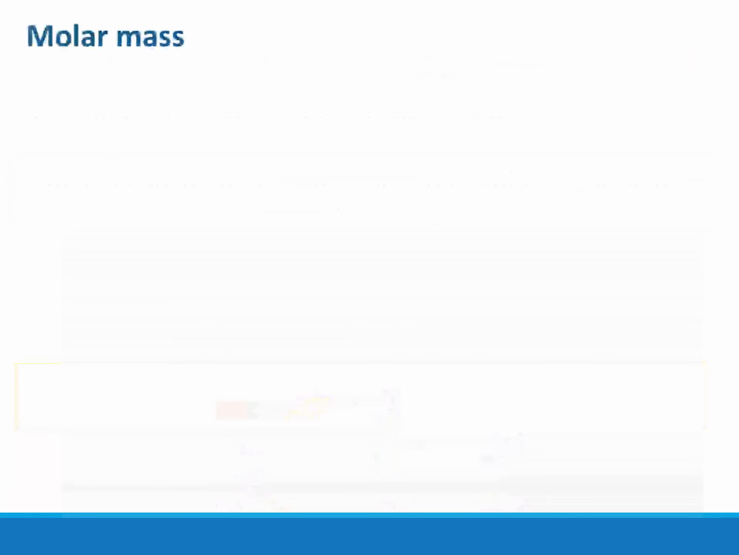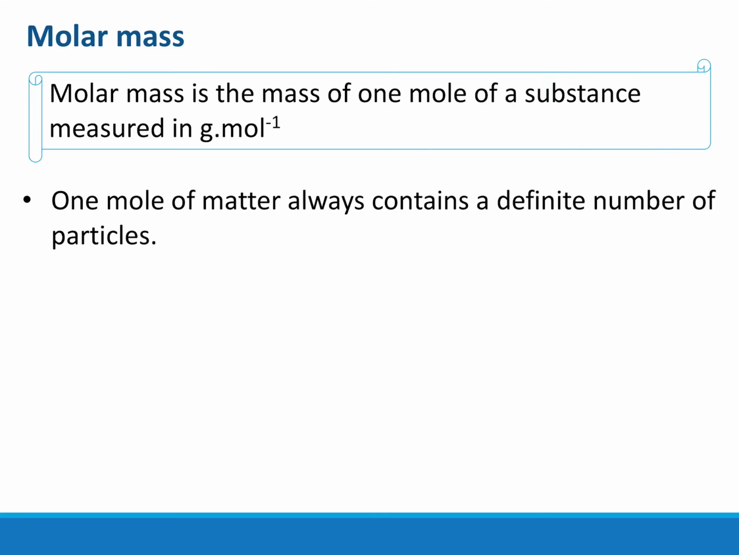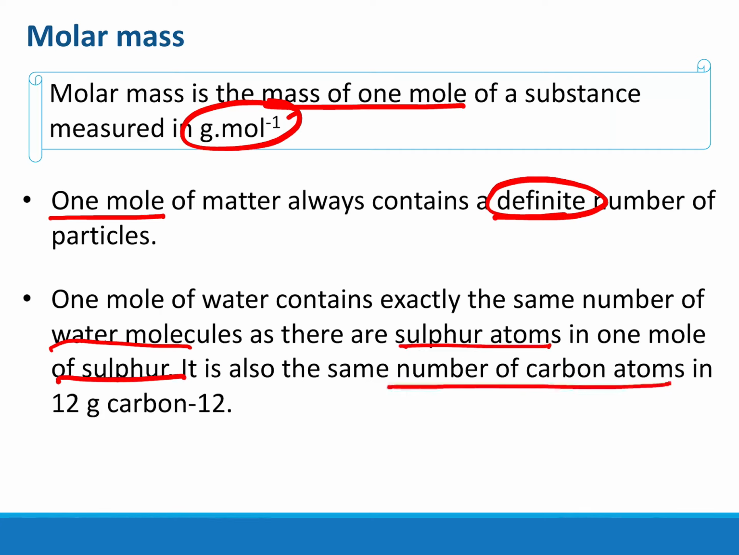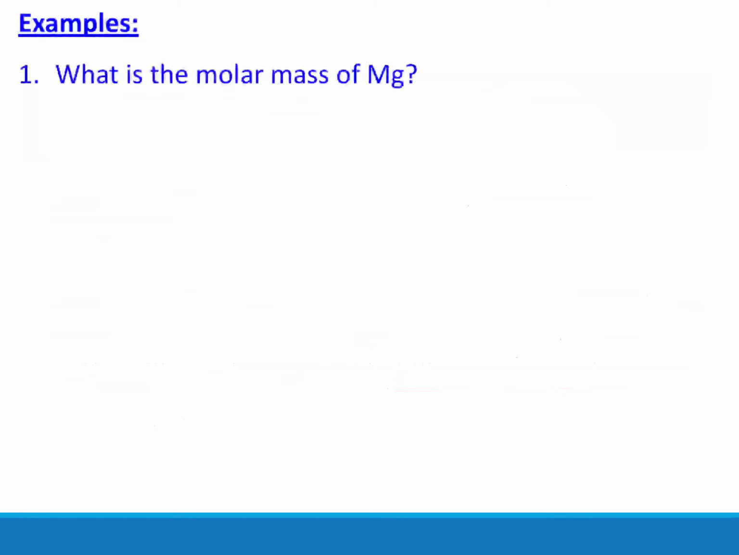It's really important. So that gets us to molar mass. Molar mass is the mass of 1 mole of a substance, and it's measured in grams per mole. Okay, so that actually makes life quite easy. So it's grams per mole. So 1 mole of matter always contains a definite number of particles, 6,02 times 10 to the 23. But they might have a different mass. So if I have 10 elephants and 10 feathers, I have 10 of those substances, but they have different masses. And that we can understand. That's not hard. So 1 mole of water contains exactly the same number of water molecules as there are sulfur atoms in 1 mole of sulfur, which happens to be the same number of carbon atoms in 12 grams of carbon. Okay, so let's look at some examples.